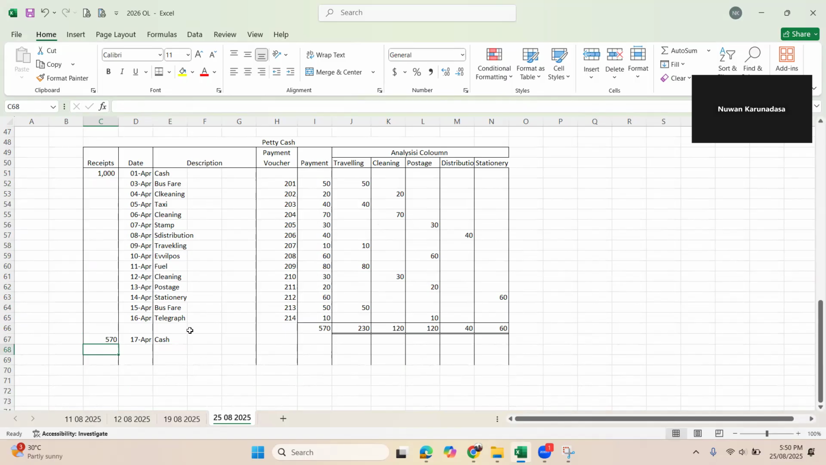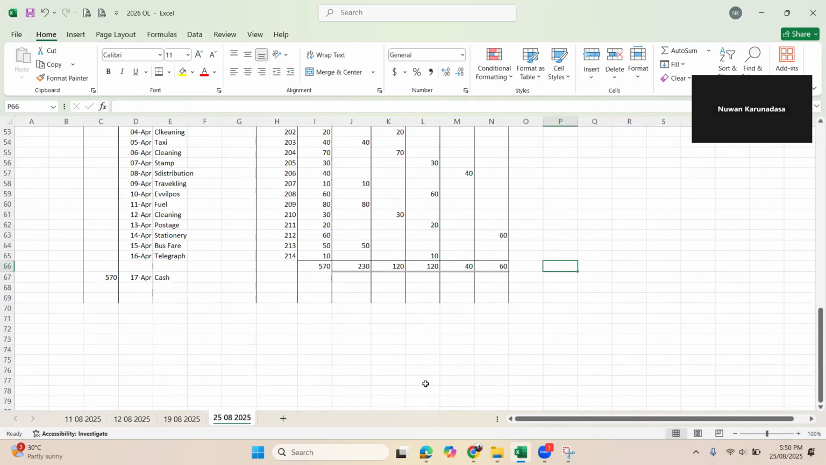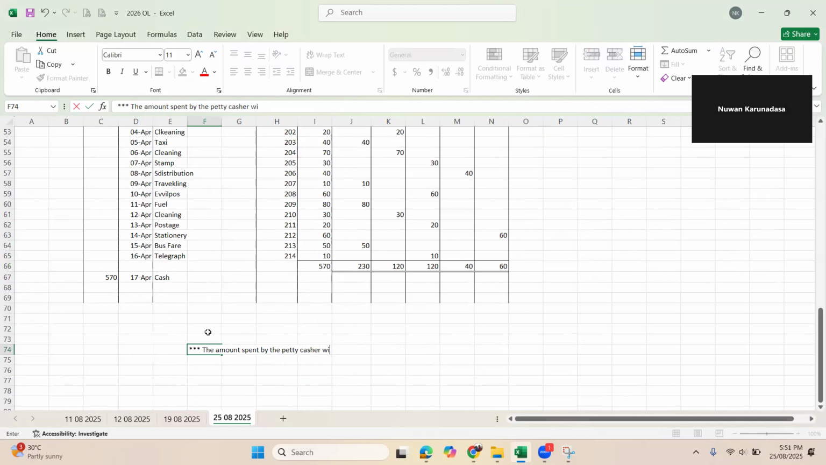Why is it 570? The amount spent by the petty cashier will be reimbursed. Remember, very important. Here I will put a double star and next give you the detail. The amount spent by the petty cashier will be reimbursed. Here in this case, Rs 570. So you collect 570 from the main cashier.